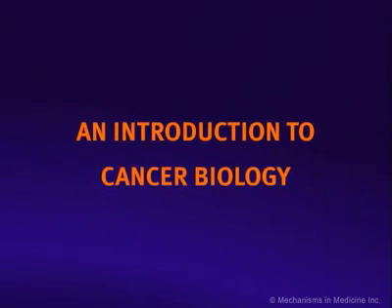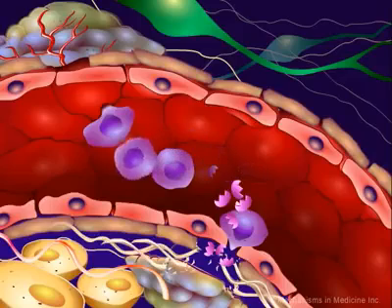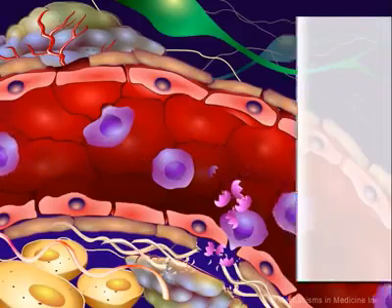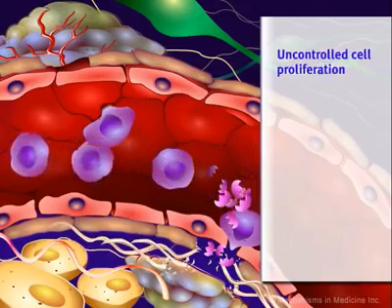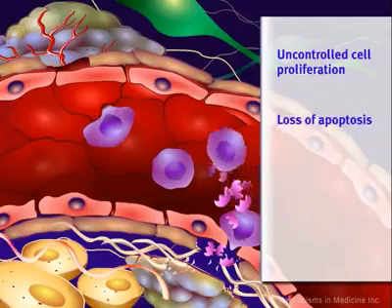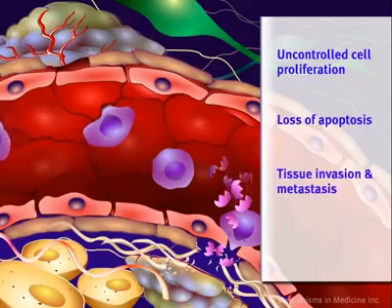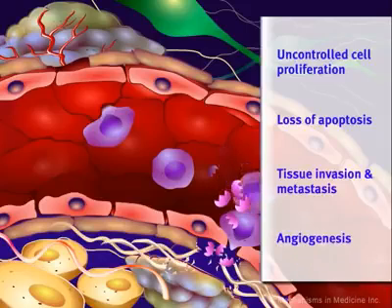An Introduction to Cancer Biology. In this presentation, we will discuss selected characteristics common to many cancers. Abnormal signal transduction resulting in uncontrolled cell proliferation. Loss of apoptosis or programmed cell death. Tissue invasion and metastasis, permitting spread of the cancer. And angiogenesis, leading to enhanced blood supply of tumors.